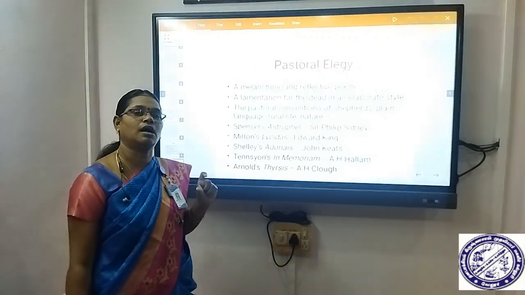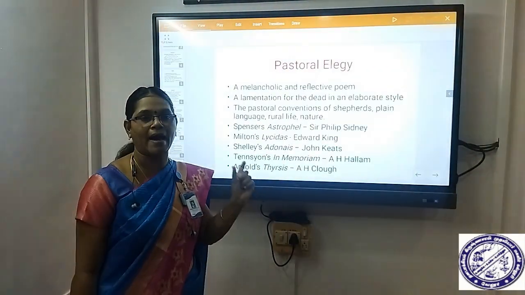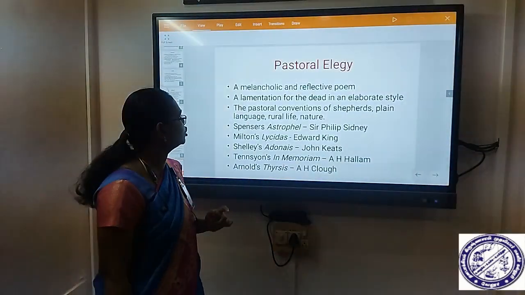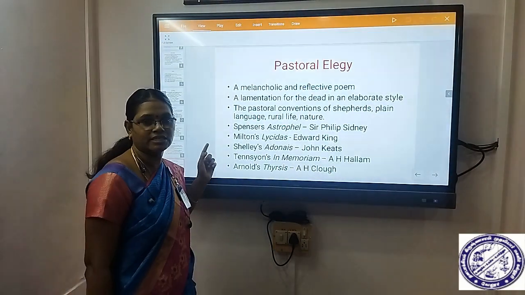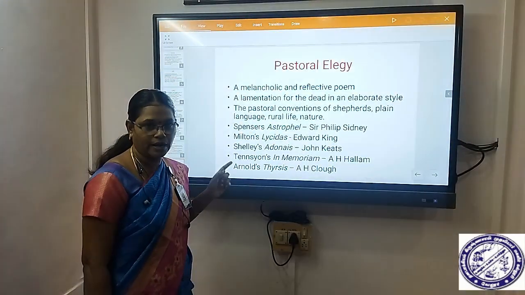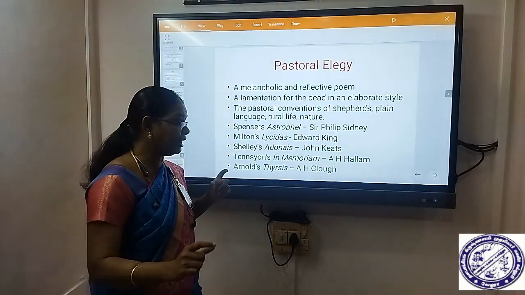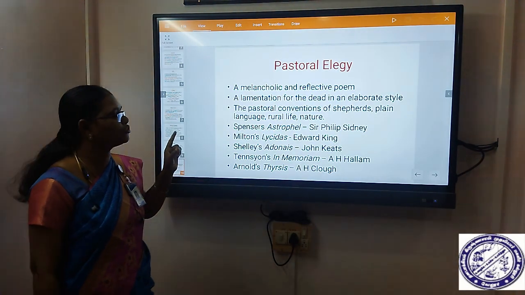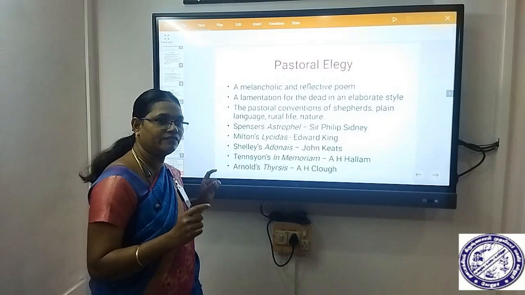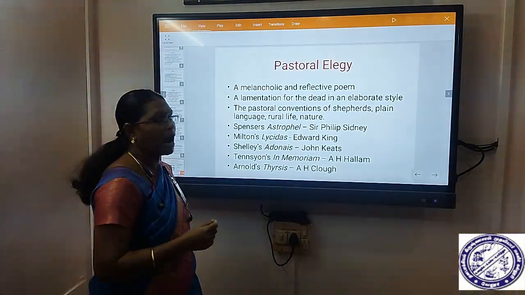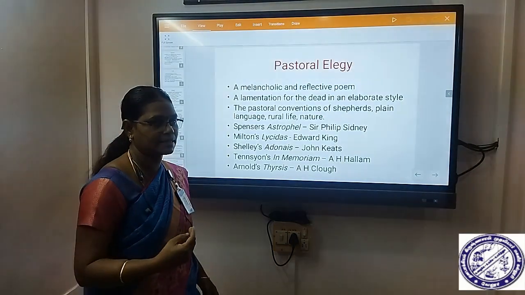The next form is pastoral elegy. Pastoral elegy has a rural background. The elegy which has a rural background we call a pastoral elegy, and it has the same melancholic and reflective tone. A lamentation for the dead is the main theme of this type of poetry, and it also has the conventions of shepherds. This type of poetry was written in very simple language, elaborating on rural life and nature.